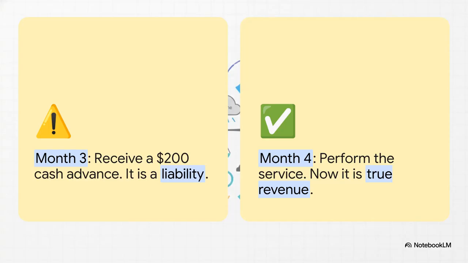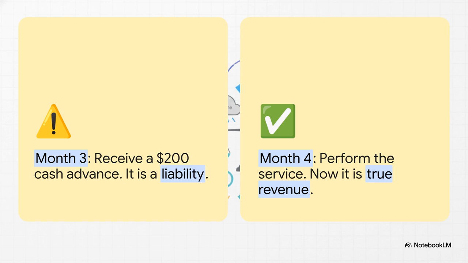Now let's flip it around and look at an advanced cash trap, getting paid too early. Imagine you run a catering business. In month 3, a customer happily hands you a $200 cash advance for a party you're going to cater for them next month. The cash hit your bank account today. But did you earn it? No way. If you record that as revenue today, you are just lying to yourself. Until you actually cook that food and serve those guests in month 4, that $200 is a liability. It's a strict obligation called deferred revenue.